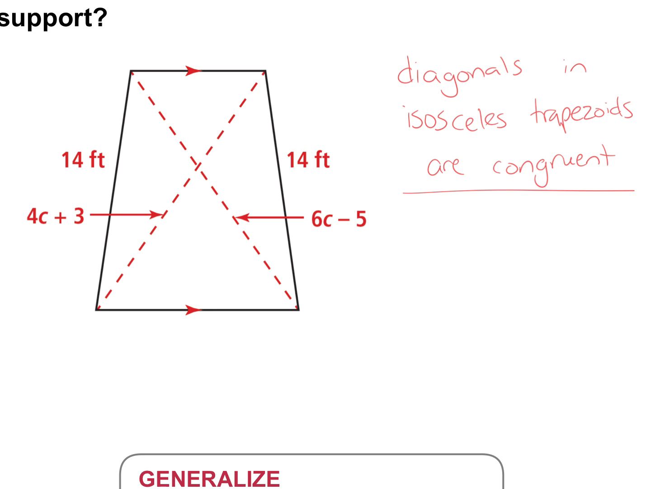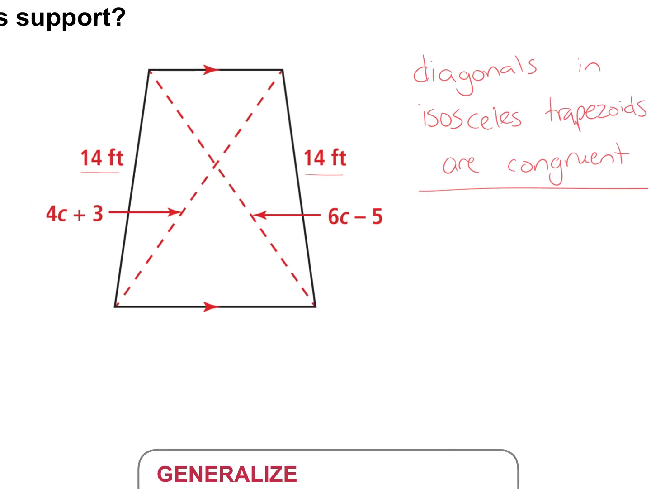Okay, so first thing in this diagram, how do I know that it's an isosceles trapezoid? Yep, parallel lines are the same, and we have the same side lengths. Okay, so we know that it's an isosceles trapezoid. What did we just learn about these diagonal lines? They're the same. Right, to find the value of C, we're going to set them equal to each other. So 4C plus 3 equals 6C minus 5.